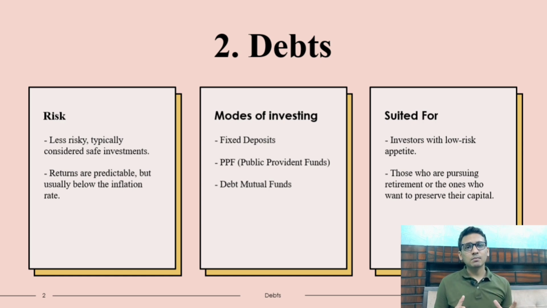There are different ways by which you can invest in debt: through fixed deposit, through public provident fund or maybe through mutual funds. And debts are suitable for investors with low risk appetite, or who want to preserve their capital, or those who are pursuing their retirement.